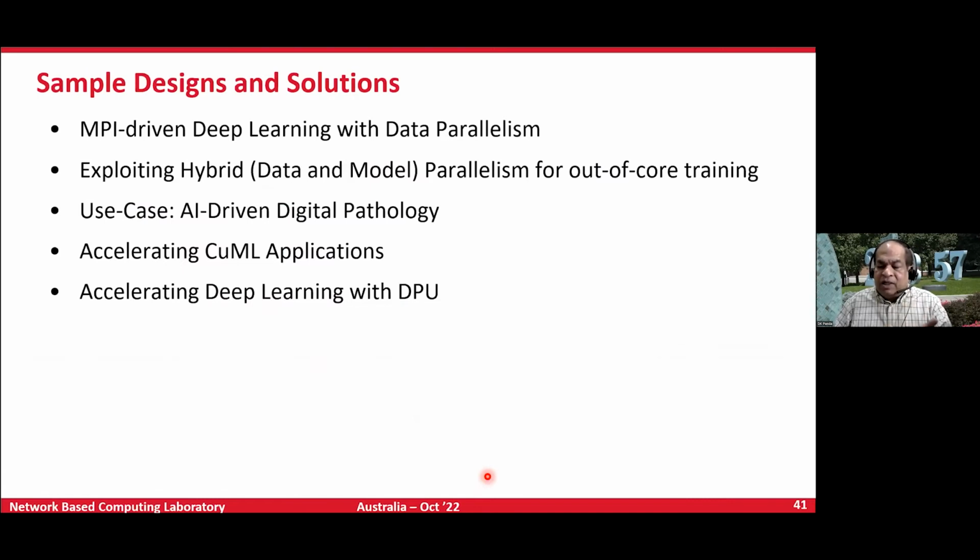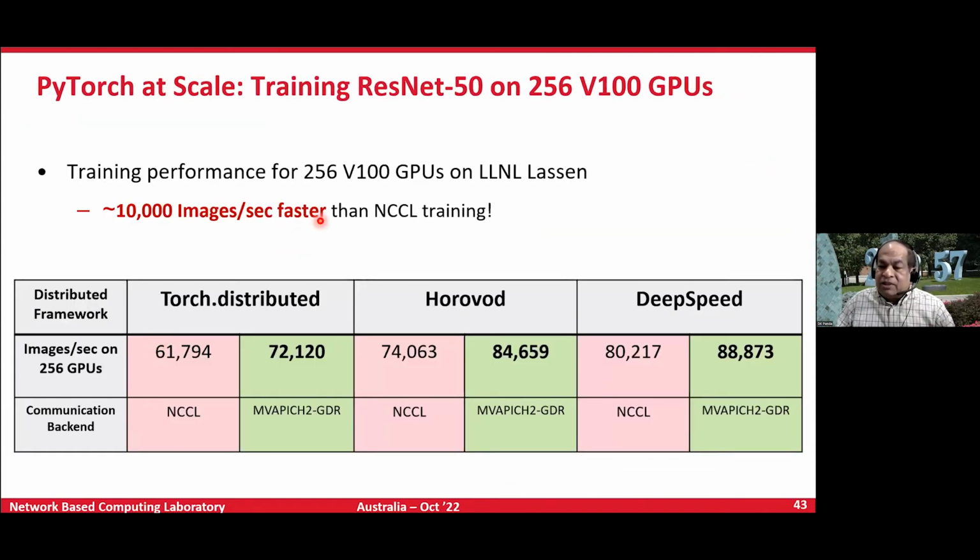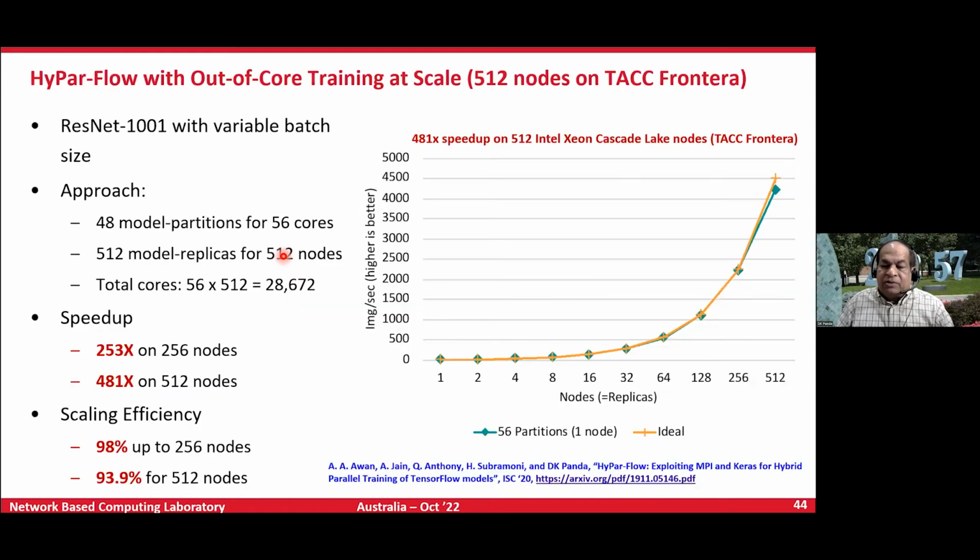So let me show some numbers. Using this framework, this shows pure data parallelism on CPU nodes itself. As you can see, we ran it on TACC Frontera, almost 2,000 CPU nodes. ResNet-50 we were able to train in just 7 minutes, purely using the CPUs. These are some examples of GPU-based training. Here we compared our MVAPICH2-GDR design with NCCL, and we were able to deliver, in fact, higher images per second with our MVAPICH2-GDR.